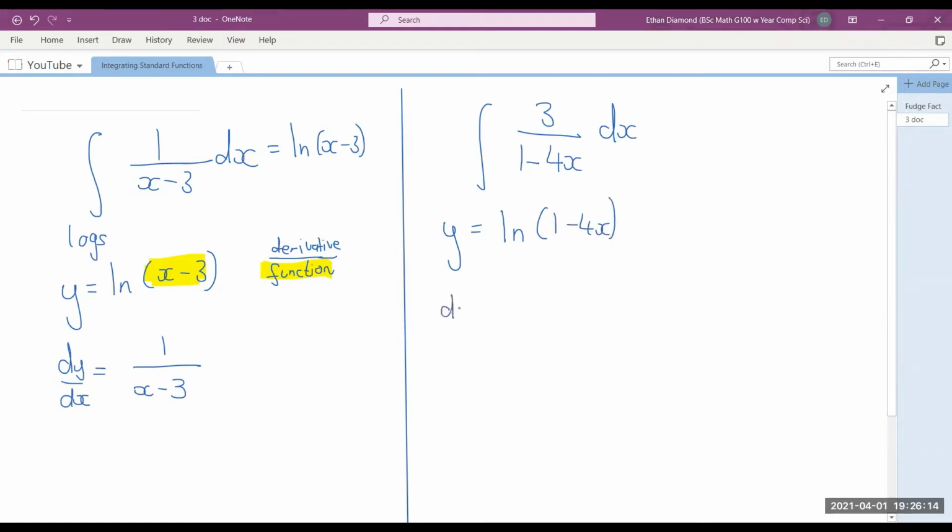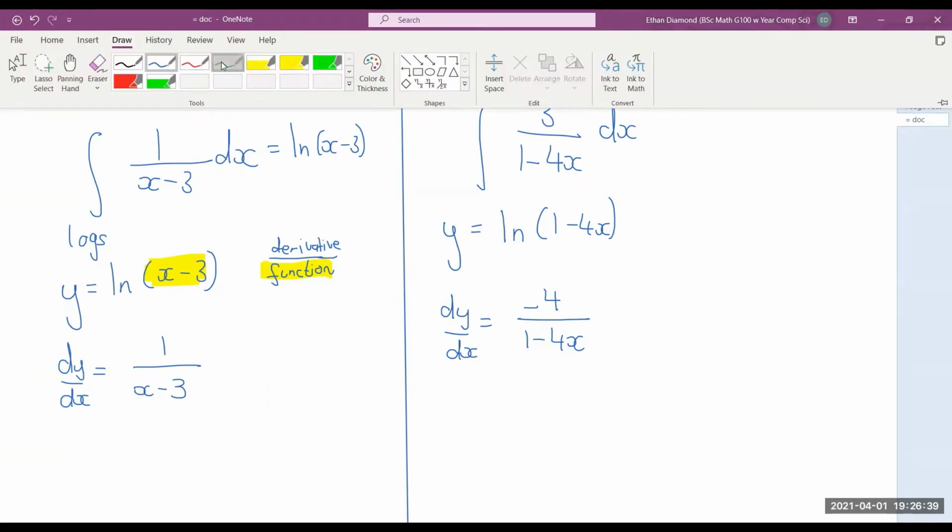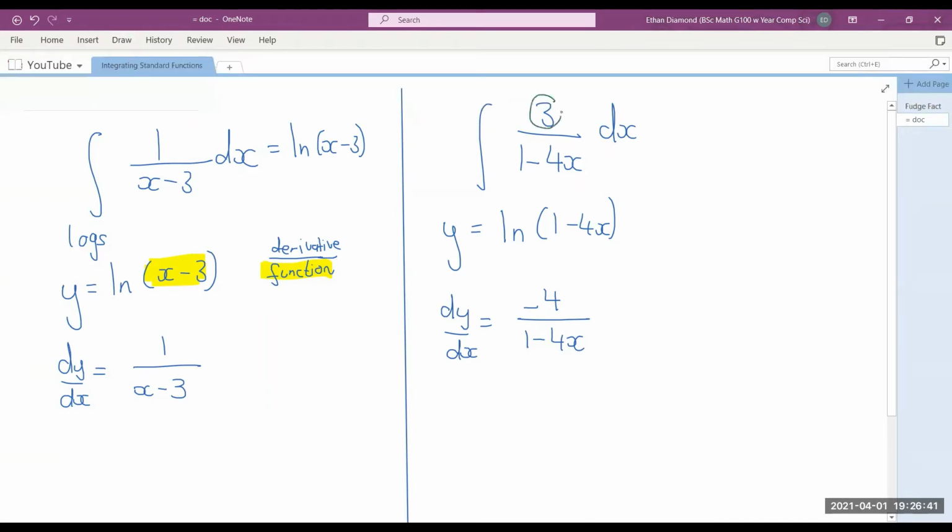Okay, cool. I'm going to differentiate that. So the derivative goes on top of the function. So what is the derivative of the thing in the brackets? 1 minus 4x, that's just minus 4, and the function is 1 minus 4x. Okay, now we need to use a fudge factor. Why do we need to use a fudge factor? Well, there's a 3 here, and there's a minus 4 here. Clearly, they're not the same.